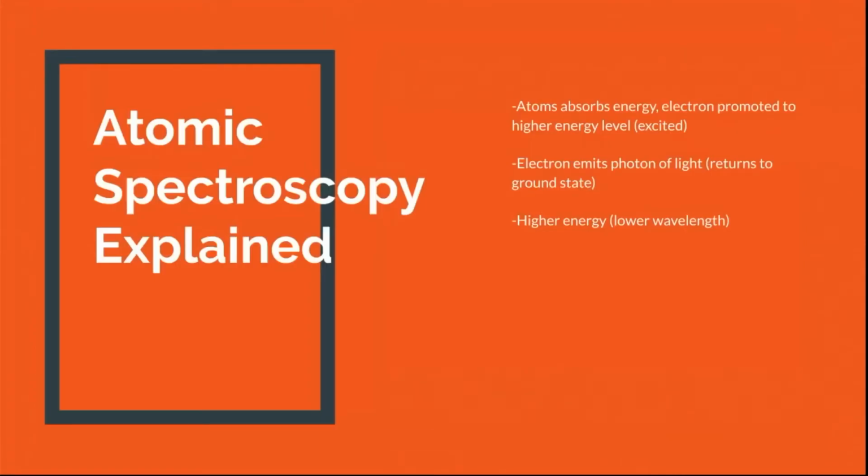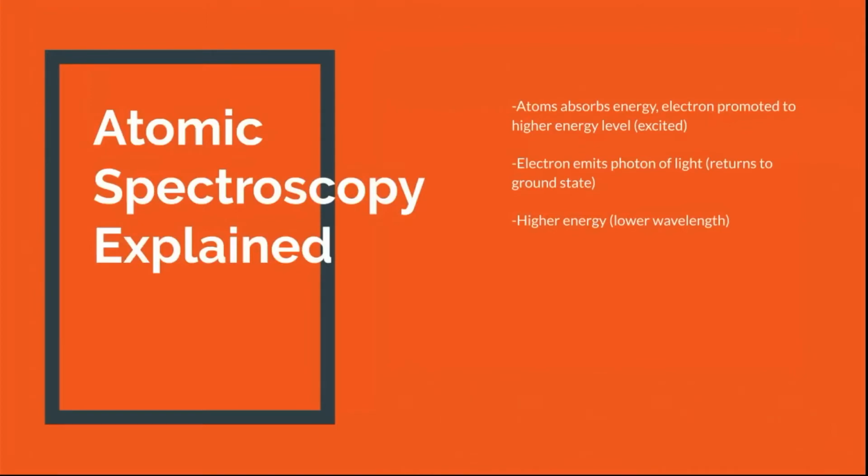Okay, so atomic spectroscopy explained. Let's talk about this. Atoms absorb energy. Electrons are promoted to a higher energy level and they get what we call excited. When an electron returns to the ground state, it emits a photon of light. So when they're jumping from high to low, you're emitting a photon of light. Think of it like going down the stairs: every jump down a stair, you're emitting something as you go from the top to the bottom on each of those stair levels.